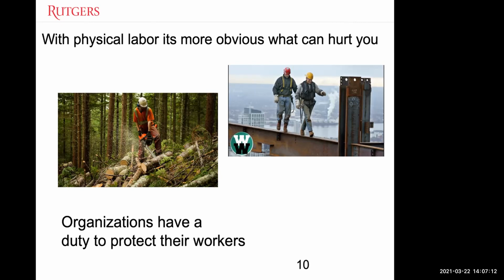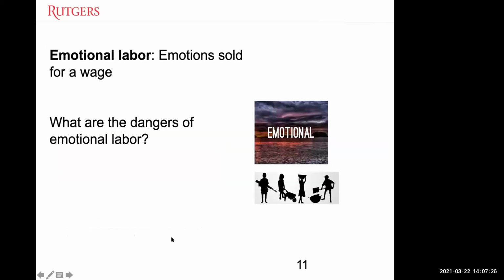And it's my contention that organizations have a duty to protect their workers. That's true in slaughterhouses and for lumberjacks and for construction workers. And the federal government has agreed, and you've heard of the OSHA standards and things like that. So if we're doing emotional labor, which I defined as emotions sold for a wage, what are those? What are the dangers of emotional labor? Right? In a similar way, we can't always see them as clearly as we can in the 2 photos.